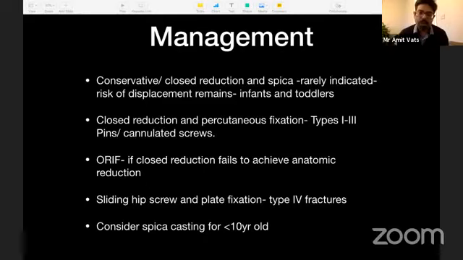Closed reduction and percutaneous fixation is useful in type 1 to type 3. Depending upon the age of the child, one can either use pins, especially if it's a child less than 4 years, or cannulated screws in older age group children.